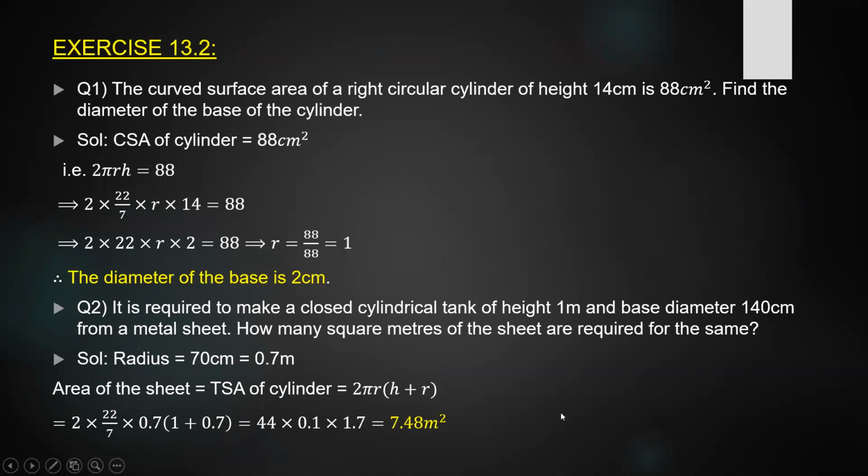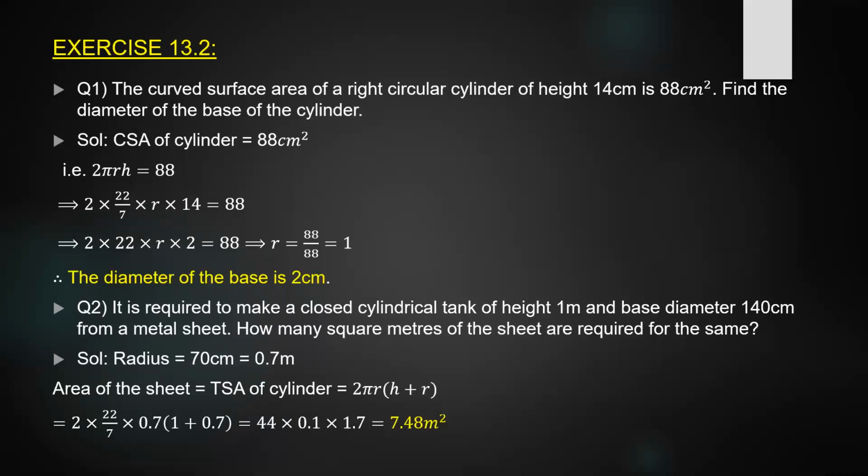We are now going to begin exercise 13.2. And I'm going to start with the first question of the exercise. The curved surface area of a right circular cylinder of height 14 centimeters is 88 centimeters square. Find the diameter of the base of the cylinder.